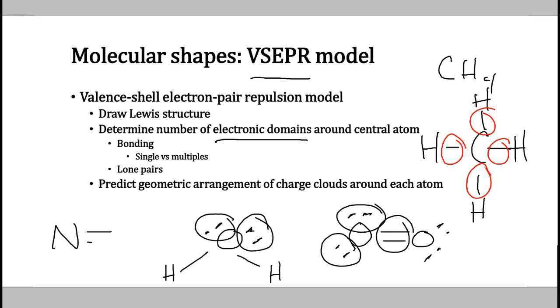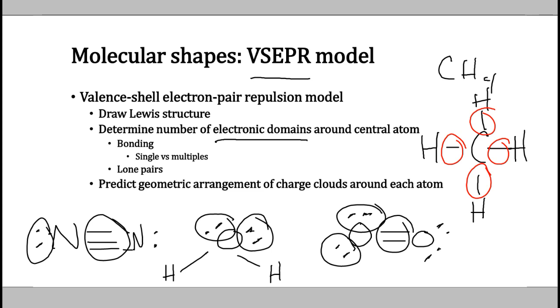Let's go ahead and take, for example, nitrogen, that homonuclear diatomic. Well, count the lone pair as 1 domain, then the triple bond also counts as a single domain. So there are only 2 electronic domains around the nitrogen. So by counting the number of electronic domains, this will enable you to predict your geometric arrangement of the electron clouds, whether it be a bond or a lone pair, around the central atom. And that will help you predict the shape in 3 dimensions of your Lewis structure.